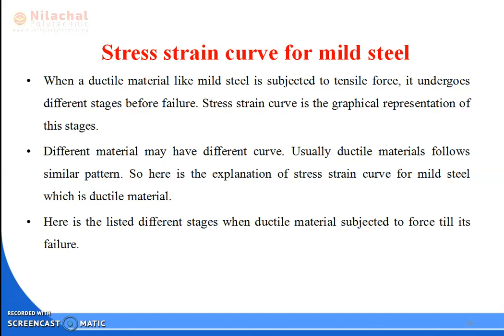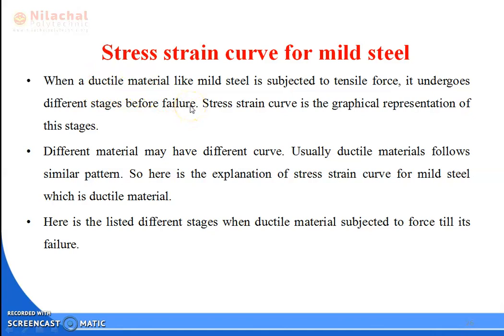So in the beginning of your class, I told you that every material has its various stages and various variations of functions while it's subjected to a loading system. So here you will get the knowledge about the various stages of the material. When a ductile material like mild steel is subjected to tensile force, it undergoes different stages before failure. So here we only consider the ductile material.